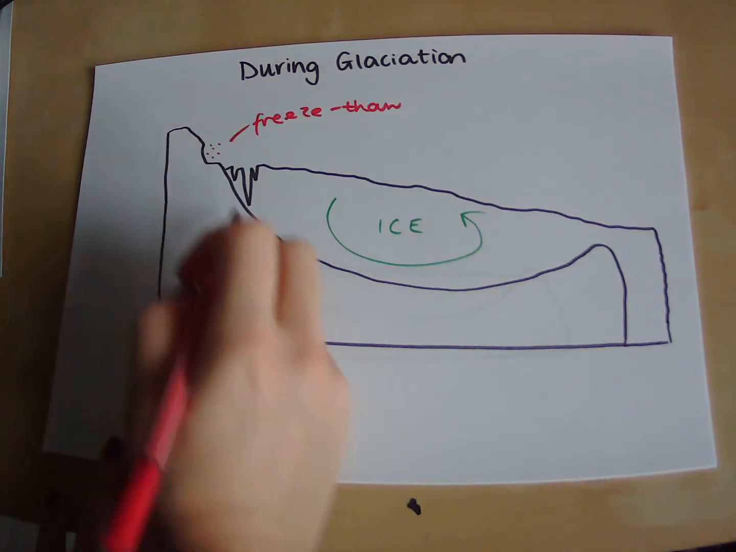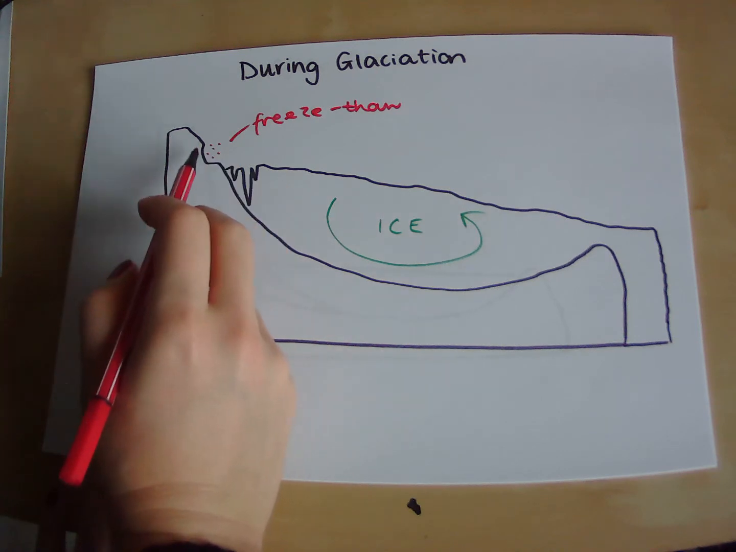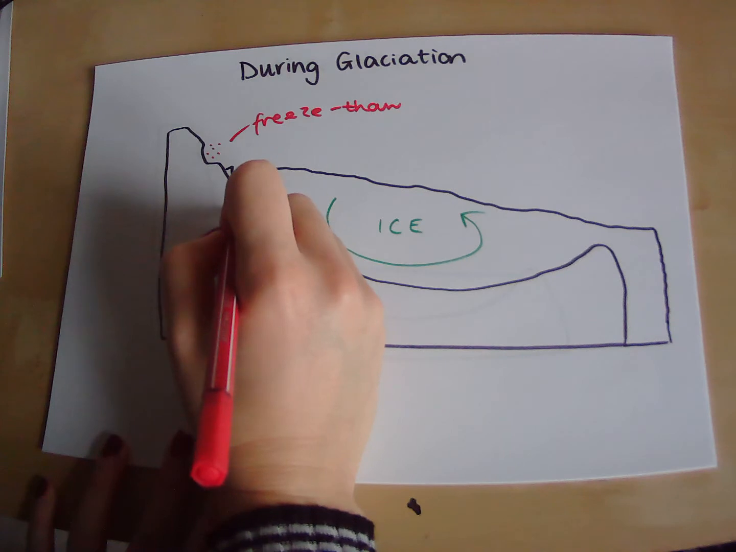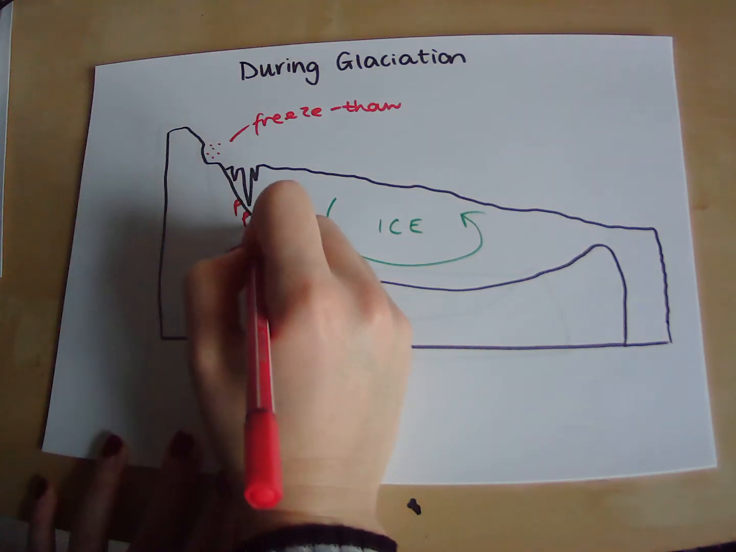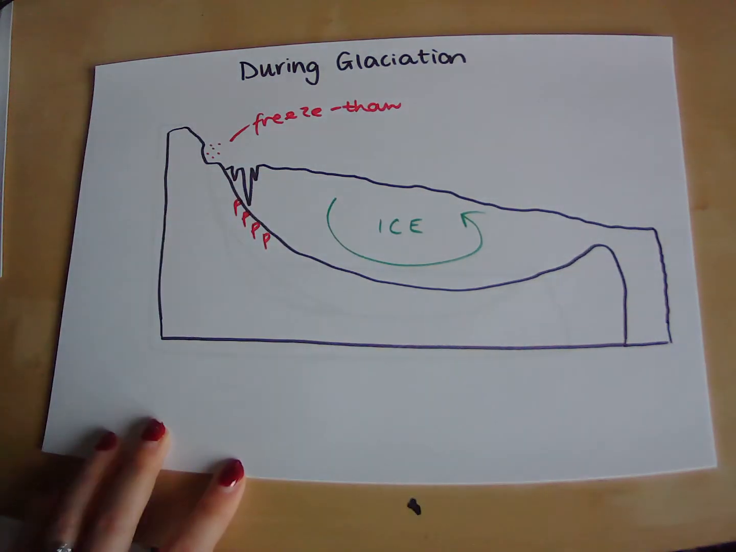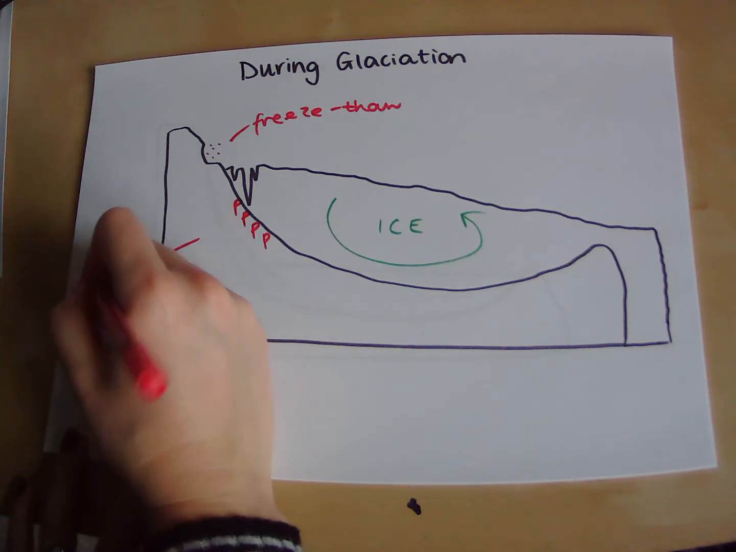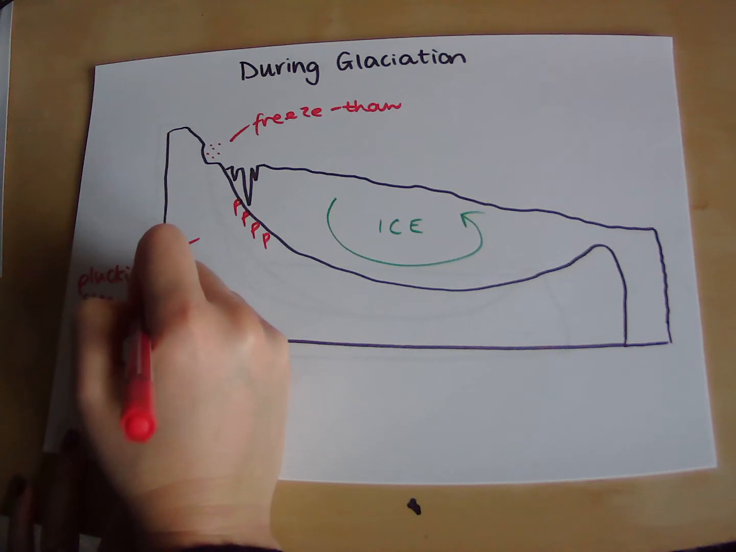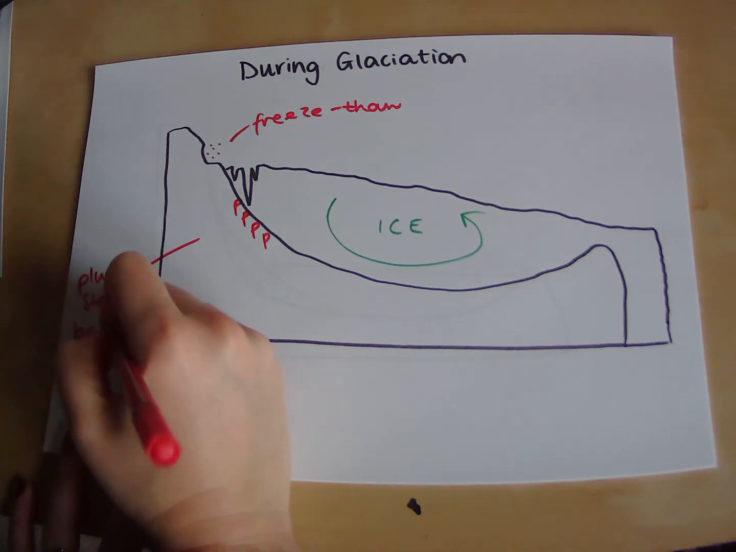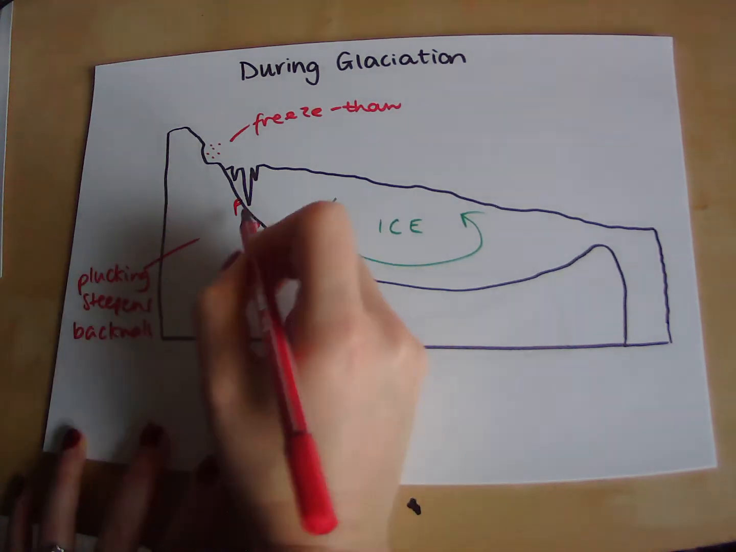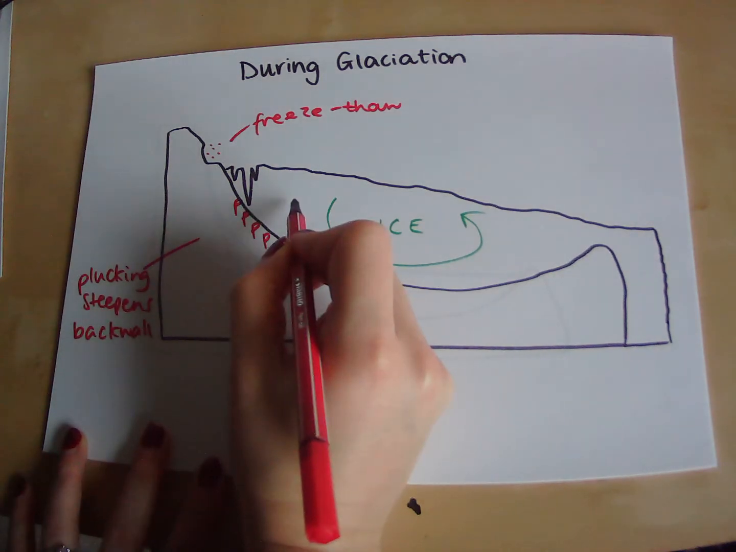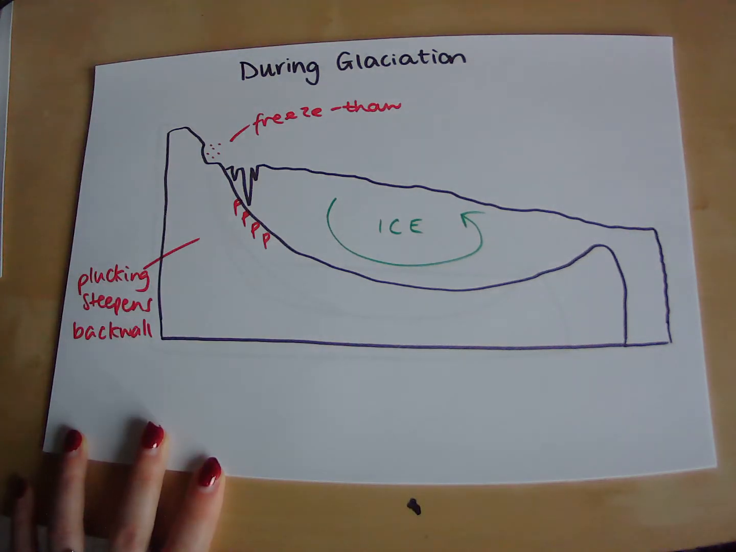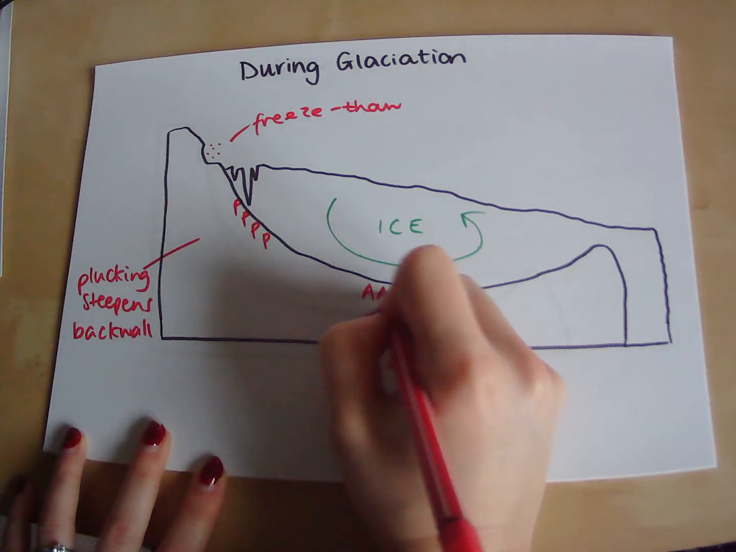So this is the back wall of the corrie, and if pieces start to break off, that's going to make this back wall steeper. We also have plucking. So plucking happens again down this back wall, and plucking also is able to steepen the landscape. So pieces of rock are ripped off of this back wall, which again in time is going to make that much, much steeper.